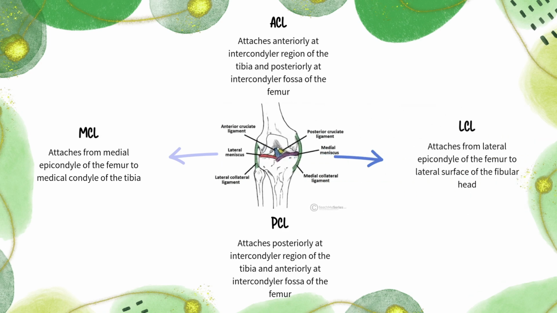The LCL attaches from the lateral epicondyle of the femur to the lateral surface of the fibular head. It also is going to stabilize the joint and prevent excessive varus or outward motion of the knee.